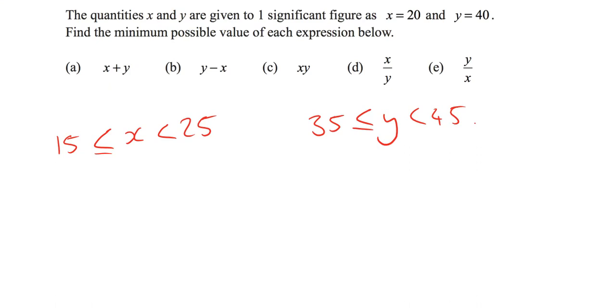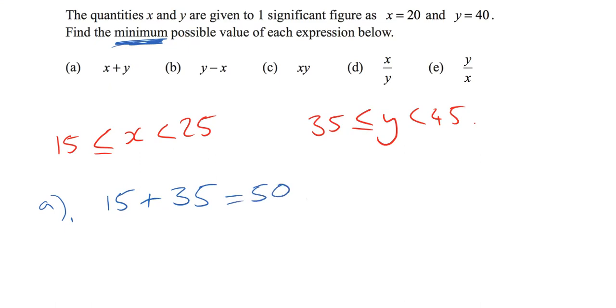So let's think about the minimum possible value of each of these expressions. So A should be relatively straightforward. I'm going to need to use the minimum, and we're looking at minimum for every one of these answers. The minimum value of X, which is 15, plus the minimum value of Y, which is 35, right? So 15 plus 35 is 50.